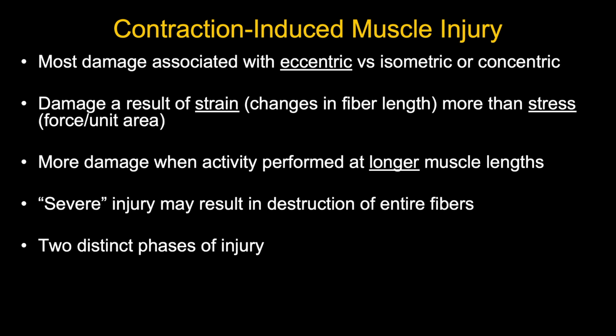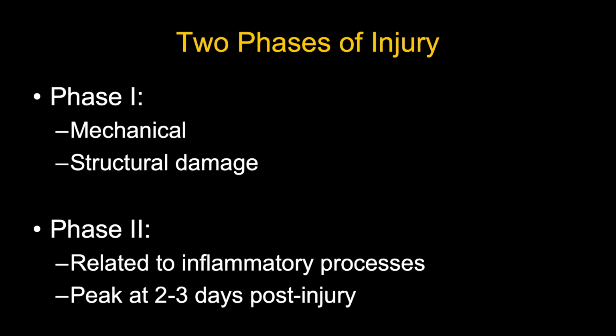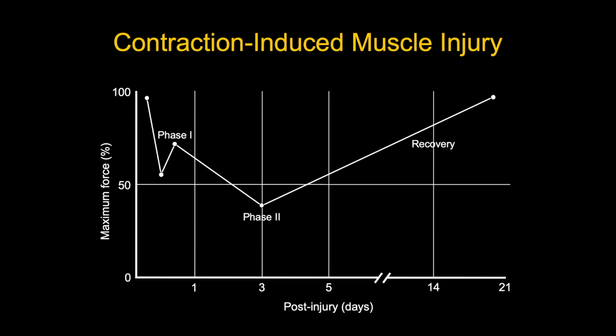There are basically 2 distinct phases of skeletal muscle injury. Phase 1 of skeletal muscle injury is basically mechanical. That's where we have structural damage to the sarcolemmal membrane or perhaps even the cytoskeleton of the sarcomere. In phase 2 of skeletal muscle injury, that's more related to the inflammatory response of the immune system to the injured area. This tends to peak at 2 to 3 days post-injury. We can visualize these 2 phases on this graph.